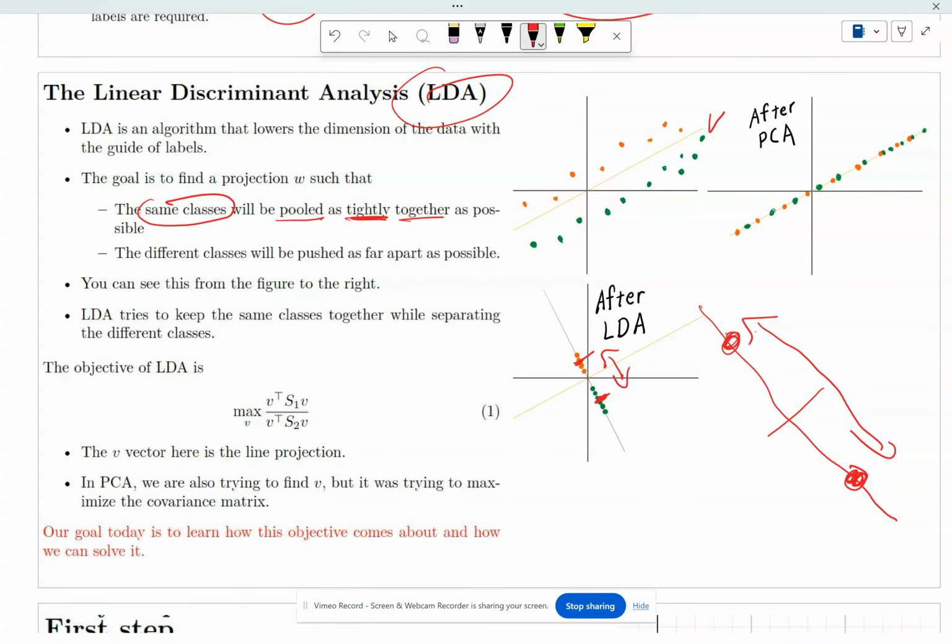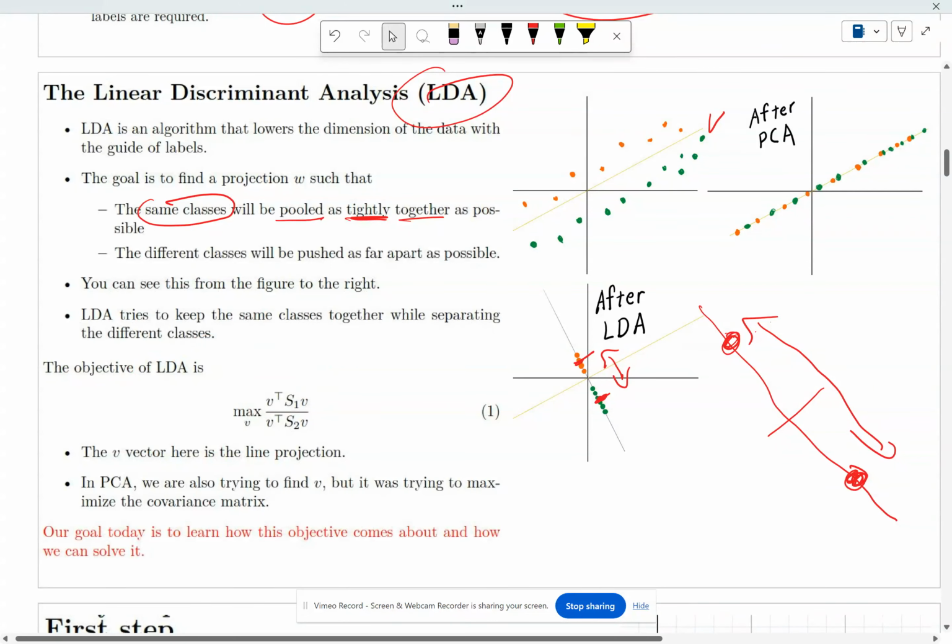And that essentially leads us into the objective of LDA. This is the objective for LDA, and V here is the line which performs the projection. Just like PCA, where we're trying to find a line to project, in LDA we're also trying to find a line to project.